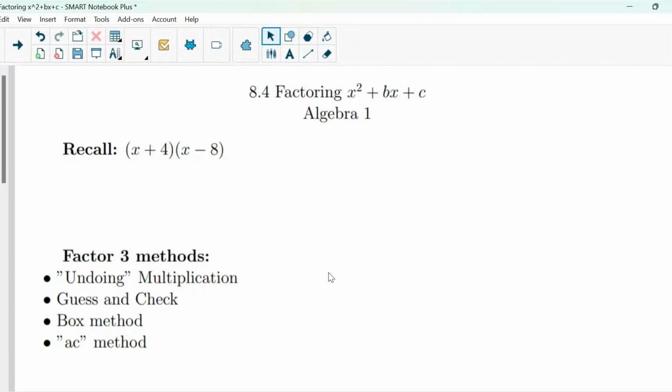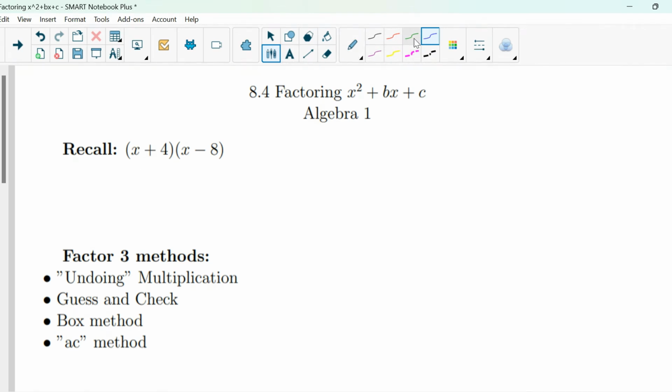Factor trinomials. The standard form for a trinomial here with a leading coefficient of 1 is x squared plus bx plus c. So, quick review here. First of all, let's go ahead and FOIL these two binomials.